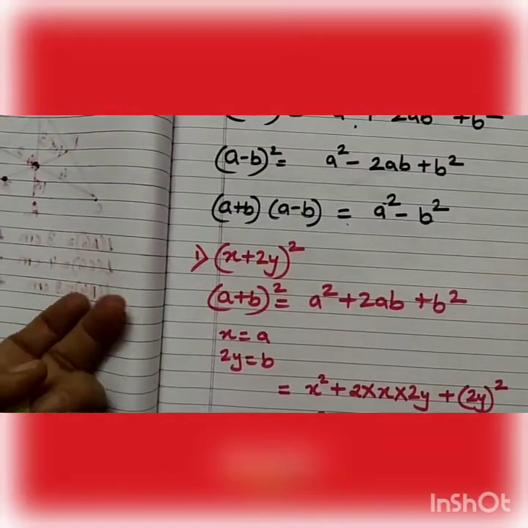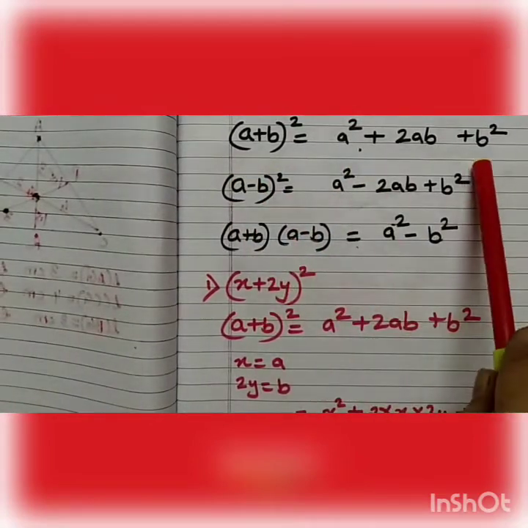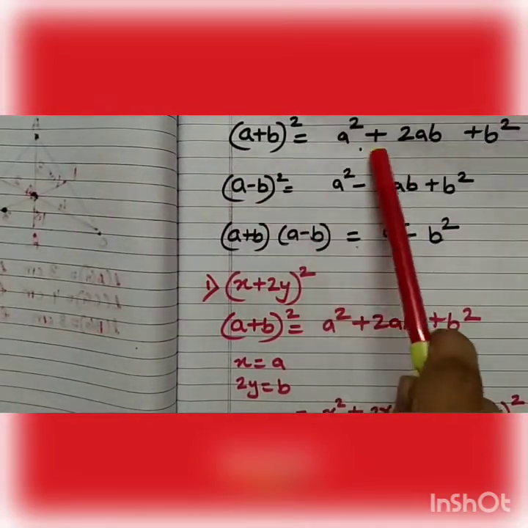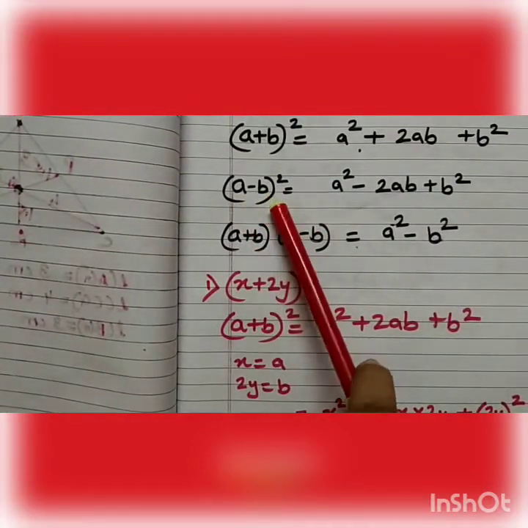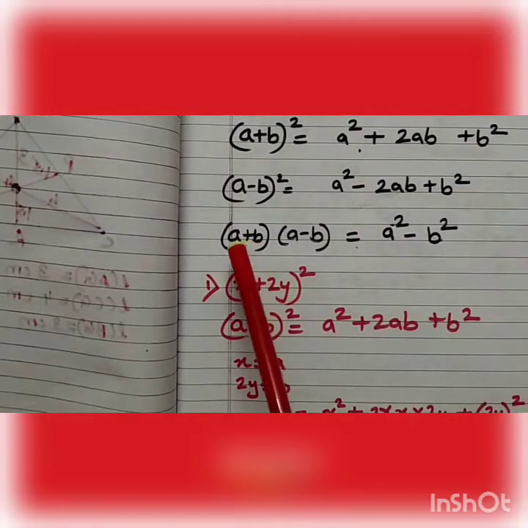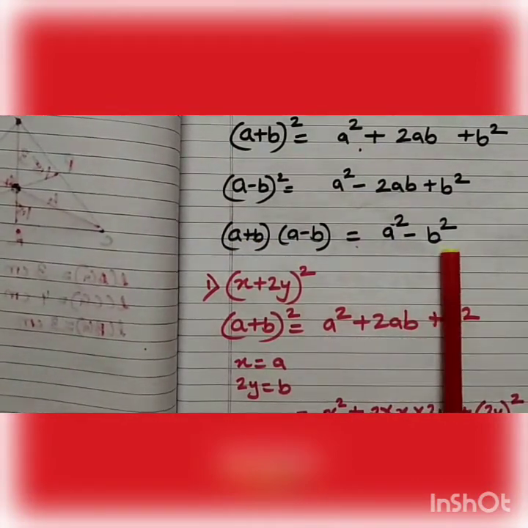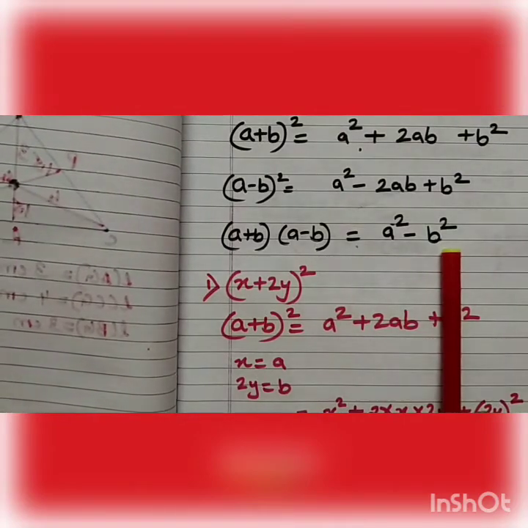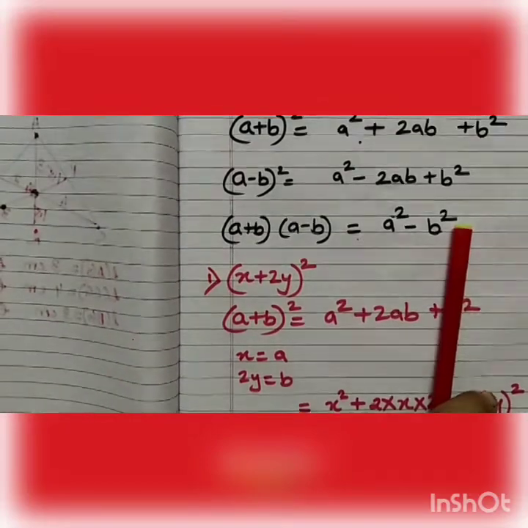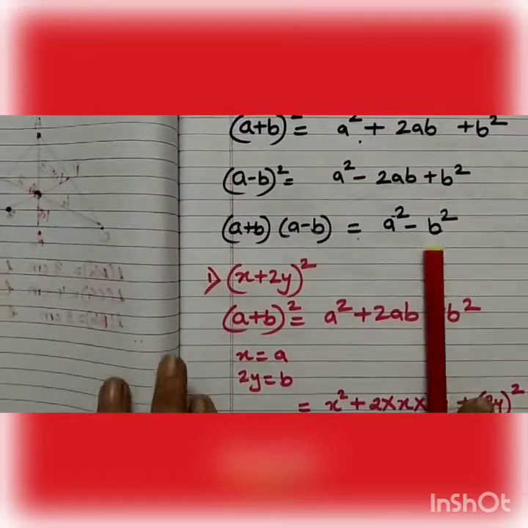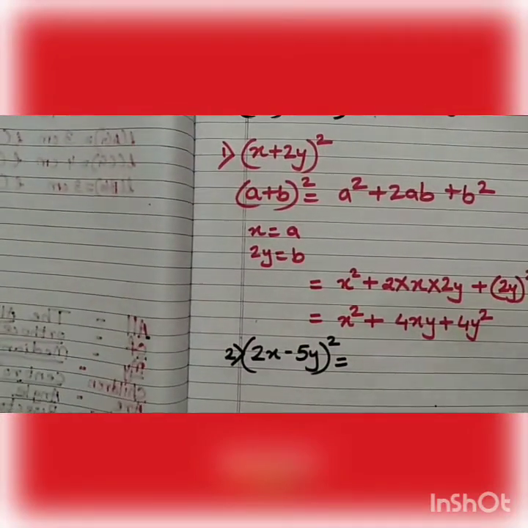Let us start with our actual part now. Now I showed you how we got this formula: a plus b whole square is equal to a square plus 2ab plus b square. In the same way, if you multiply a minus b into a minus b, you get this formula, and then a plus b into a minus b, you get this. You can do the multiplication and verify whether it is correct or not. Now we will do the sums which are given on page number 23. This is just a recall of your last year's work.